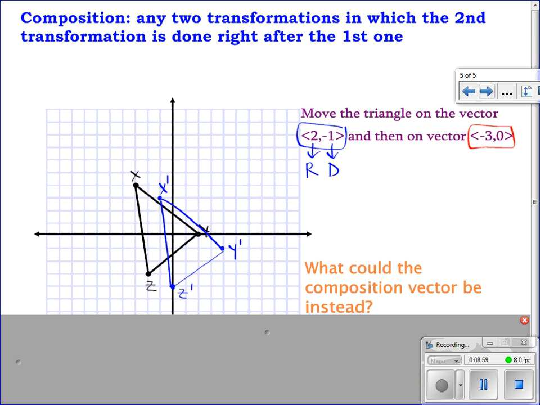Where are we moving it on the next vector? Left 3, and we're not going up or down at all, correct? Because of the 0. So this whole triangle, this blue one, needs to shift left 3 units. We call it x double prime, so 2 apostrophes.